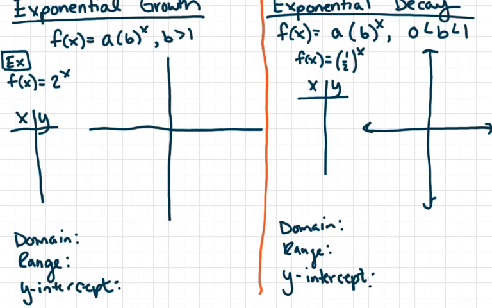With decay, I have the same exact equation, but this time my b is between 0 and 1. It doesn't include 0 and it doesn't include 1, but it's somewhere in between there. So some kind of fraction less than 1 or decimal less than 1. And so if you have one of those, then it's going to be a decay function. And so for our example, I'm using 1/2 to the x.